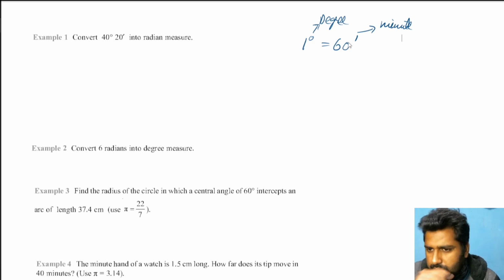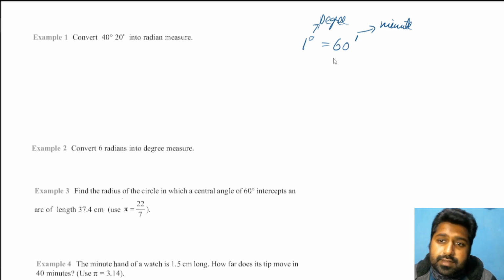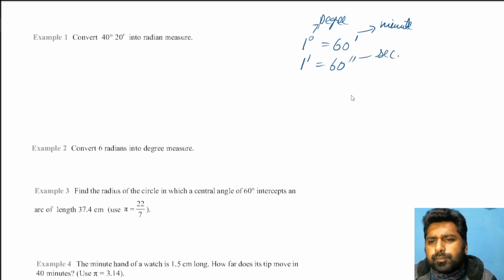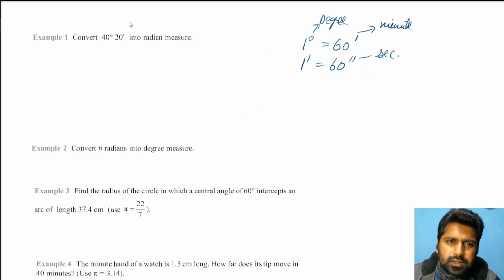So suppose I have to express 1.2 degree or 1.5 degree. That fractional part of a degree can be represented in terms of minutes. So 1 degree is 60 minutes. This is a conversion, like 1 meter is 100 centimeter. Same way, 1 minute is 60 double dash, that is seconds. Okay, as simple as that.